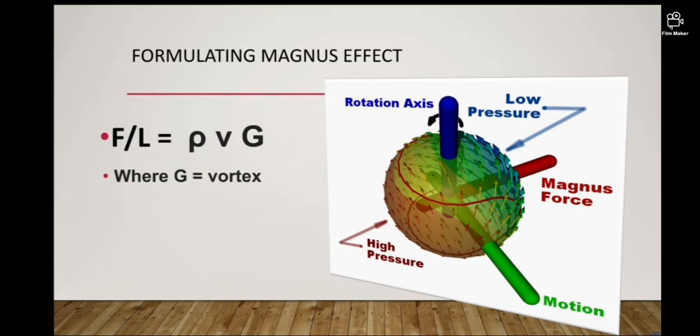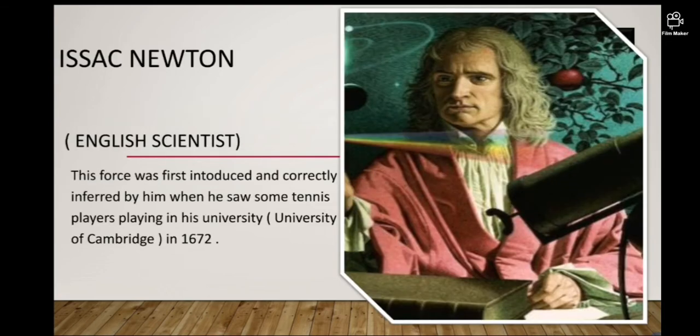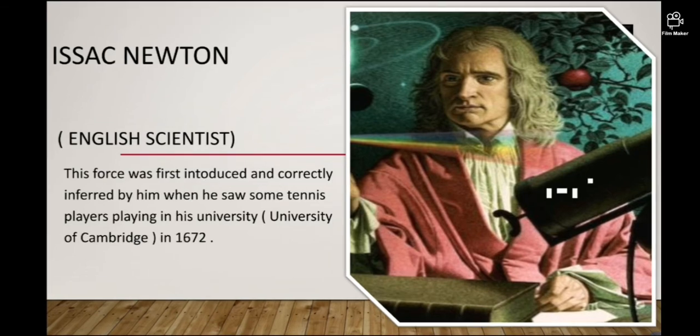Now let's talk about the history of this great discovery. This Magnus Effect was first described by a German physicist, Heinrich Gustav Magnus, and after him this effect got its familiar name. But the man who first observed and inferred the effect correctly was the great scientist Sir Isaac Newton, an English scientist. When Newton was studying at Cambridge University, he saw some tennis players playing at his university, and from the spin of the tennis ball, he then and there got an idea. The seed of this discovery took root in his mind.